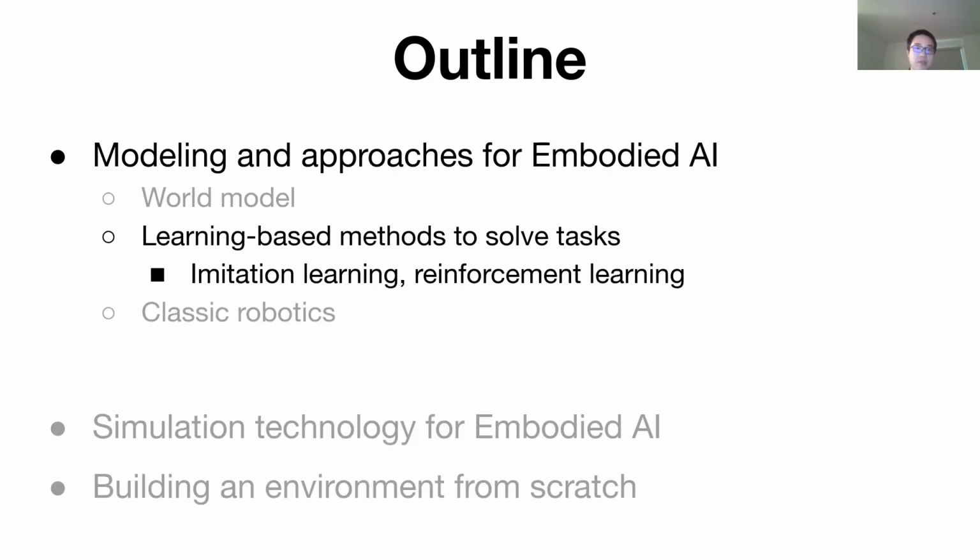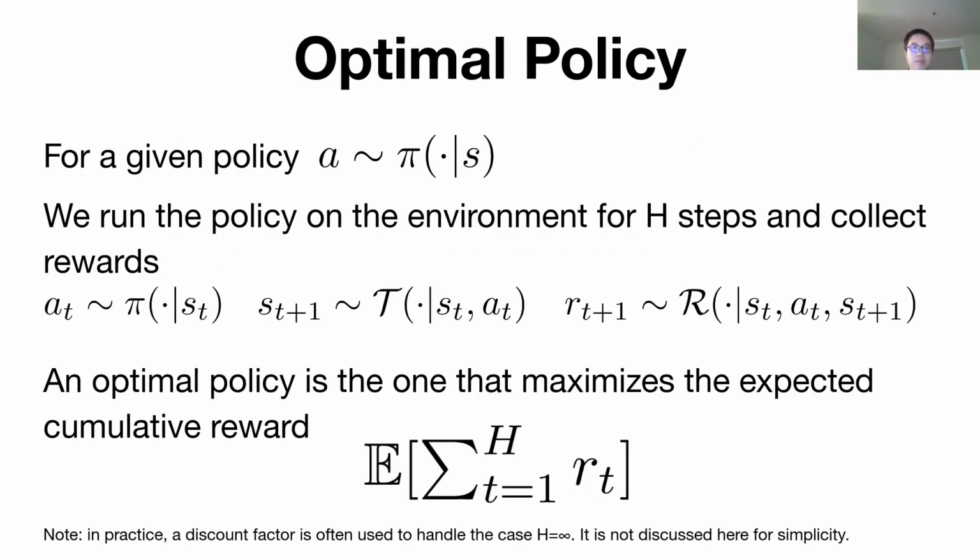Next, let's talk about learning-based methods, specifically imitation learning and reinforcement learning. Learning-based methods aim to find the optimal policy to the MDP, which is defined as follows. For a given policy, pi, we run the policy on the environment for h steps and collect rewards. An optimal policy is the one that maximizes the expected cumulative reward. That is, the summation of reward over h time steps.